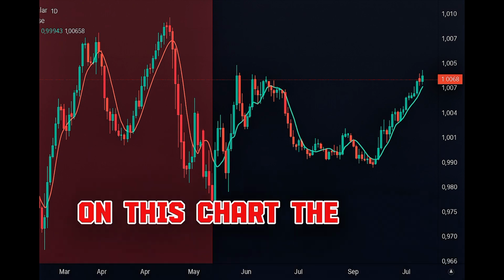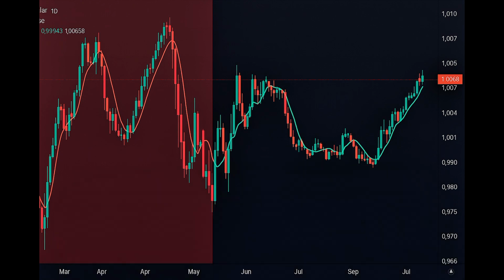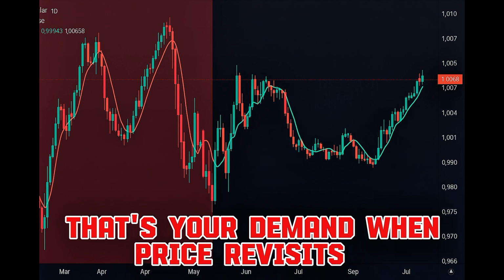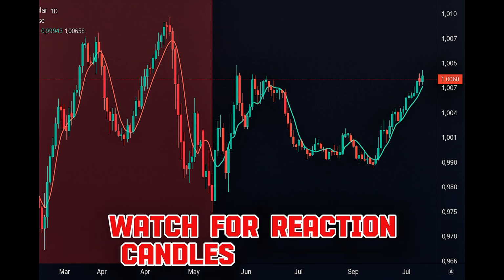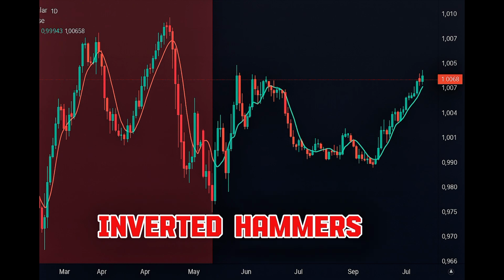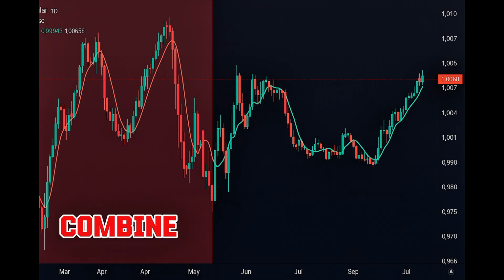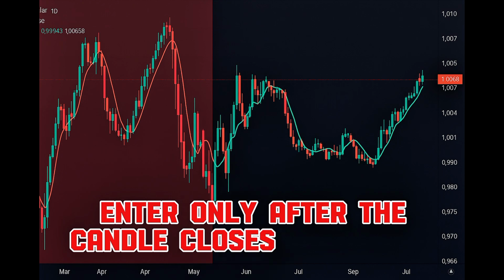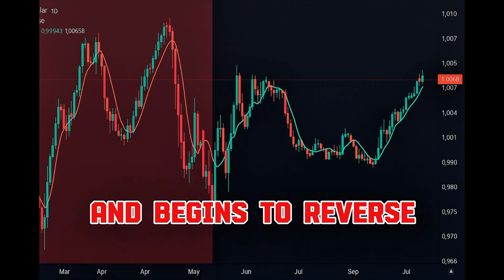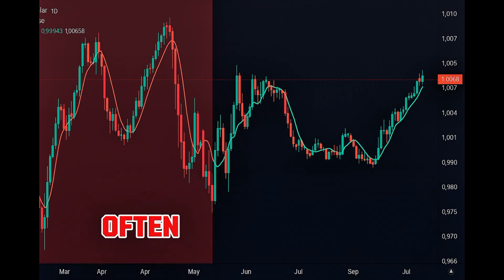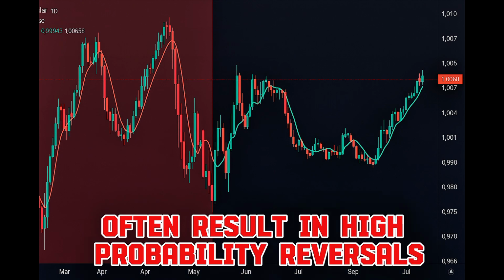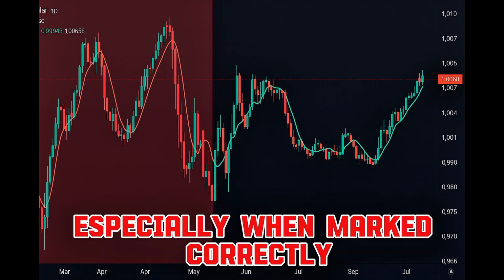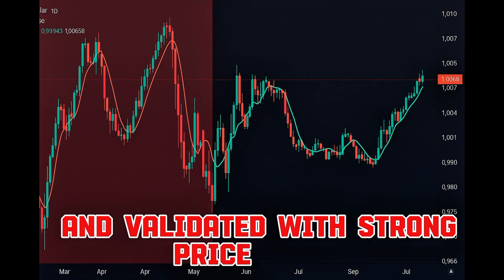On this chart, the price rallies from a specific zone. That's your demand. When price revisits it, watch for reaction candles, like dojis, inverted hammers, or engulfing patterns. Combine this with volume confirmation. If volume spikes at the zone, it shows real buying interest. Enter only after the candle closes inside the zone and begins to reverse. These institutional footprints often result in high probability reversals, especially when marked correctly and validated with strong price action.